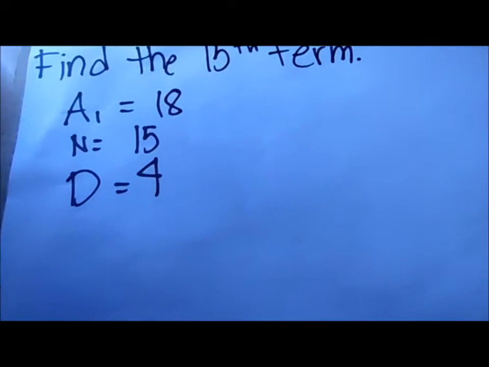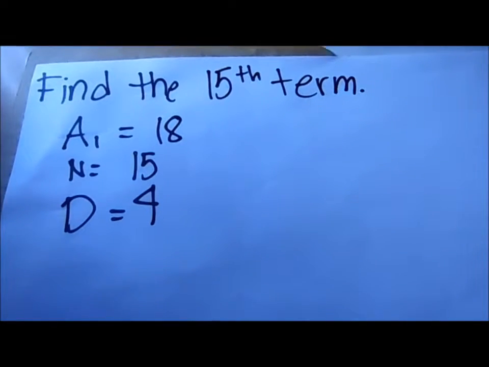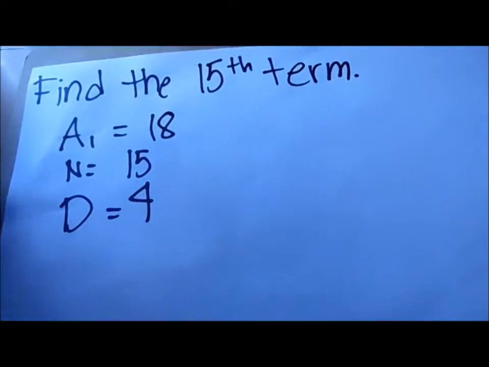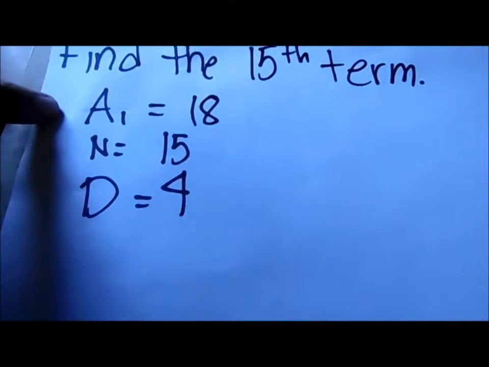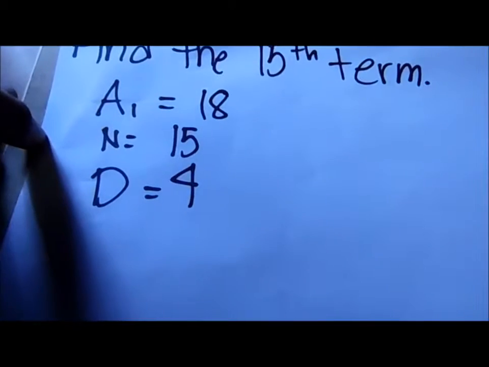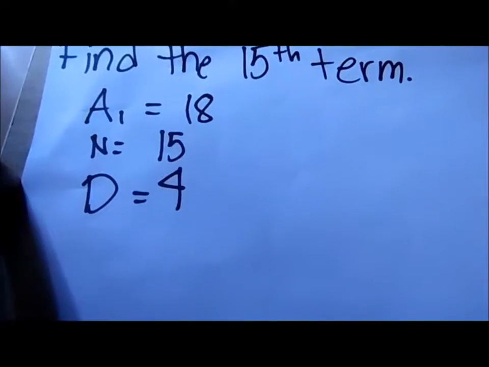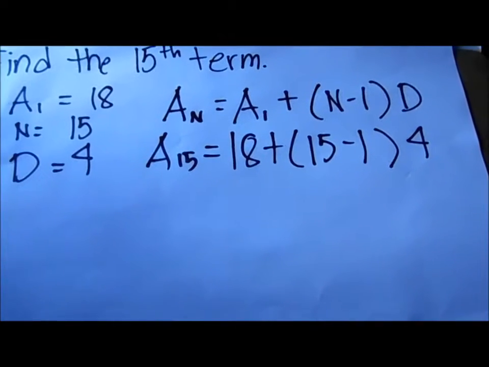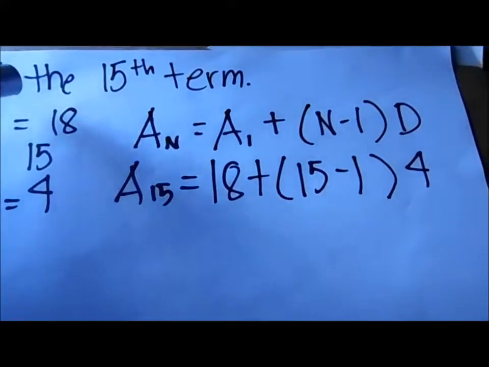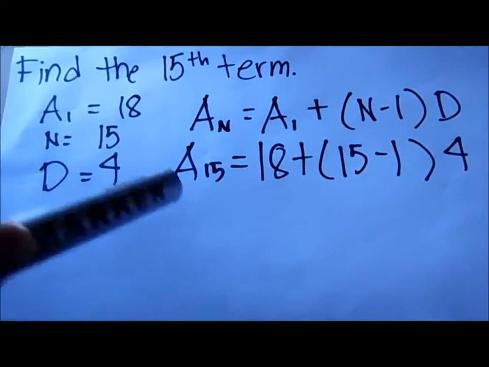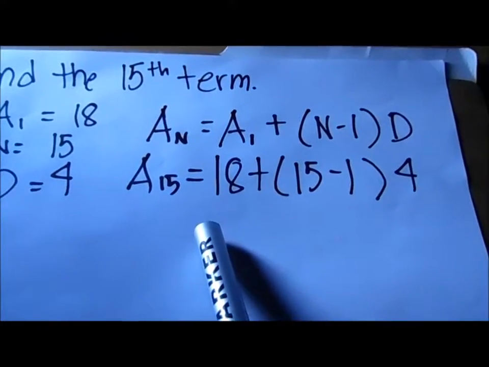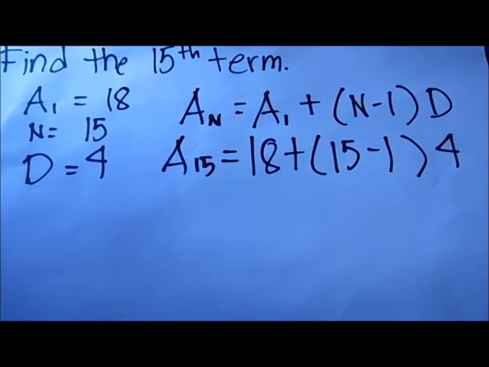Next, we're going to find the 15th term, given the first term is 18 and our common difference is 4. So we don't know yet what the nth term is. It just shows us that you have to find 15 consecutive terms, and you're gonna find the 15th one. And here we have the formula for the arithmetic sequence, and if you apply those numbers to that formula, that's what it's gonna look like.